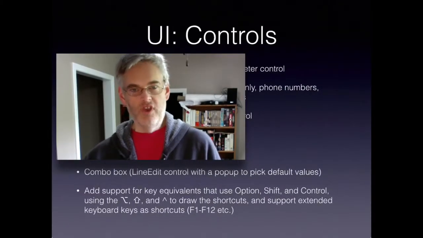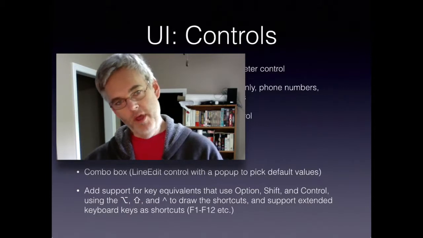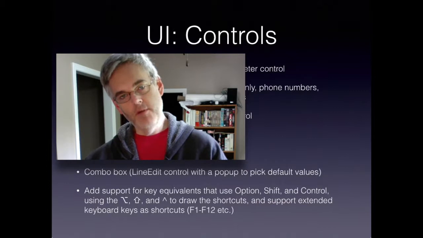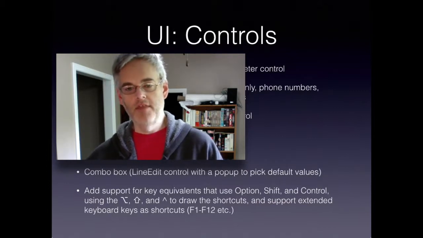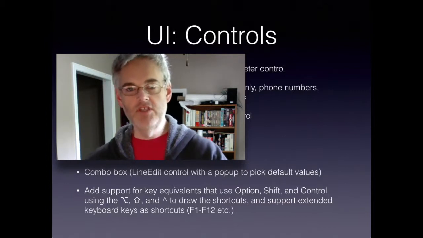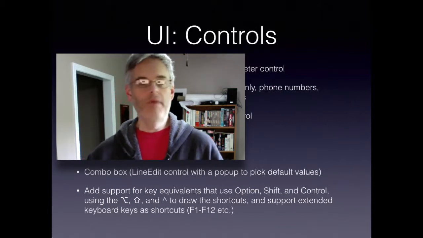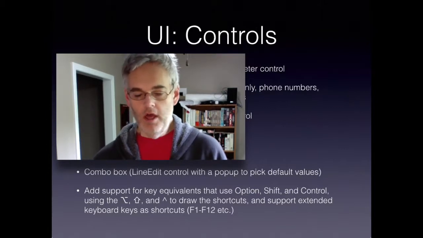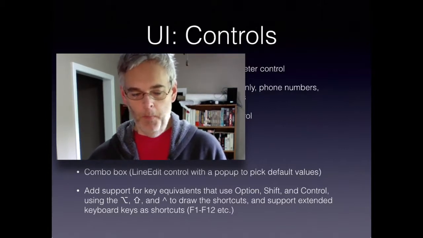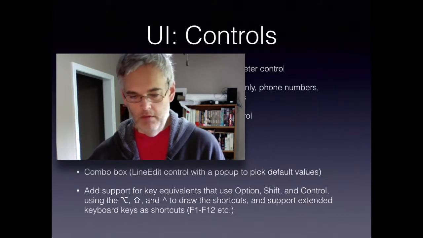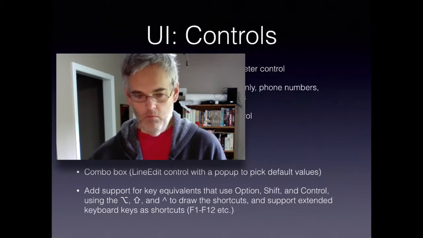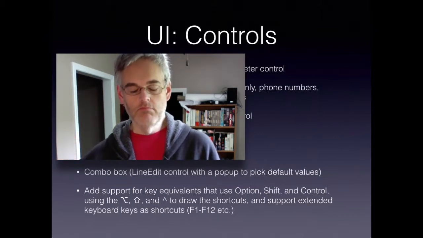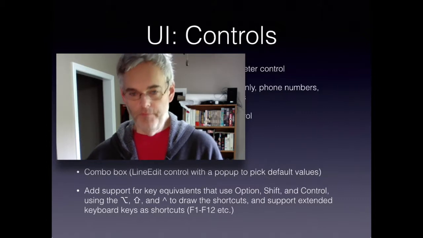Combo boxes. These are line edit controls, but they also have a pop-up associated with them that lists default values you can choose from. Having a combo box like that would be great. Obviously, this is something that's relatively easy to implement on your own, but it would just make life a little bit simpler for people to actually have it as one control. Since it could be implemented as one of those controls that combines multiple existing controls, it shouldn't be hard to do.